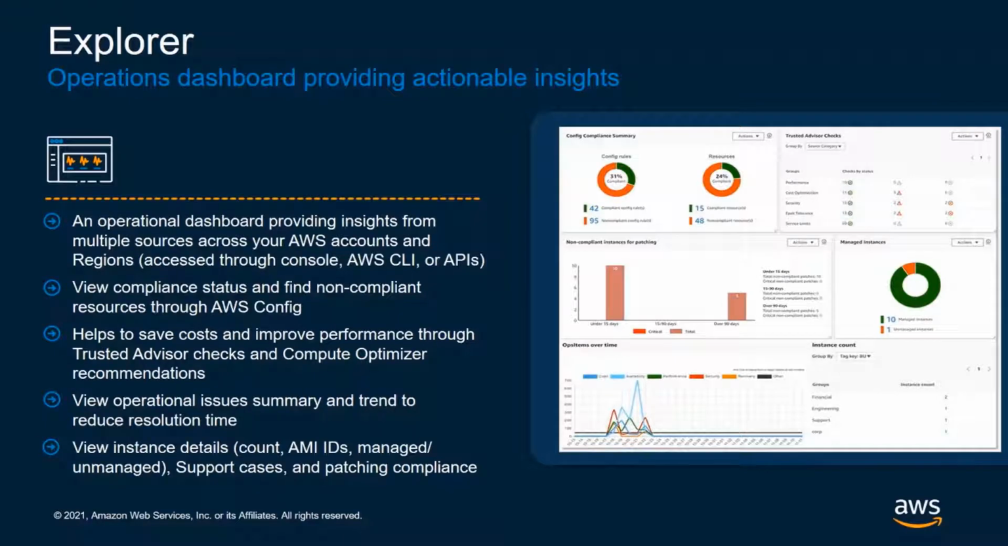Explorer provides context about how these ops items are distributed across your business units or applications, how they've been trending over time, and how they vary by category. You can then group and filter information in Explorer to focus on items that are relevant to you and that require action. When you then identify high priority issues, you can use Systems Manager OpsCenter to run automation runbooks and quickly resolve those issues.